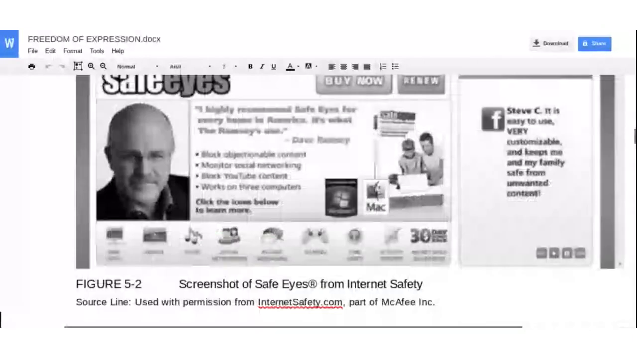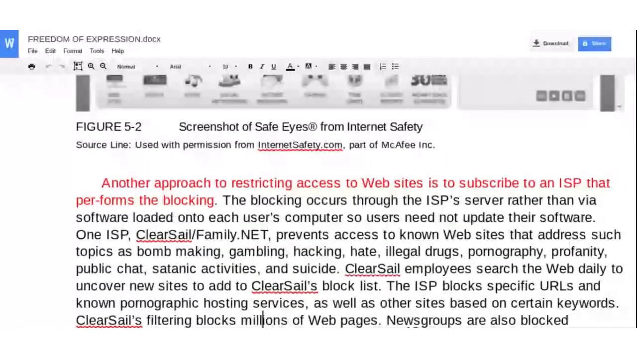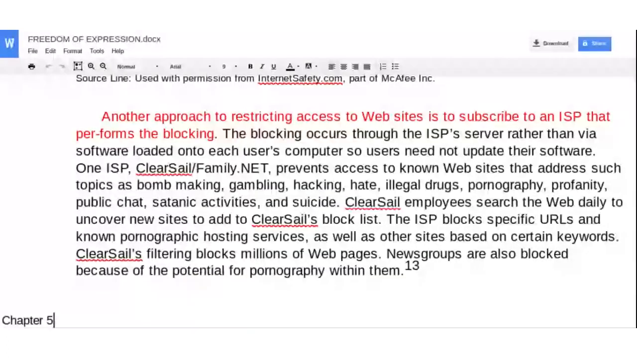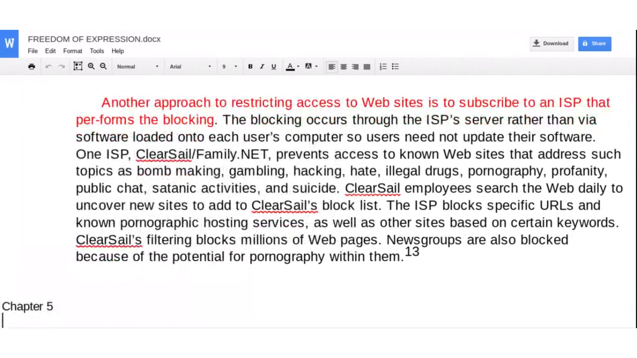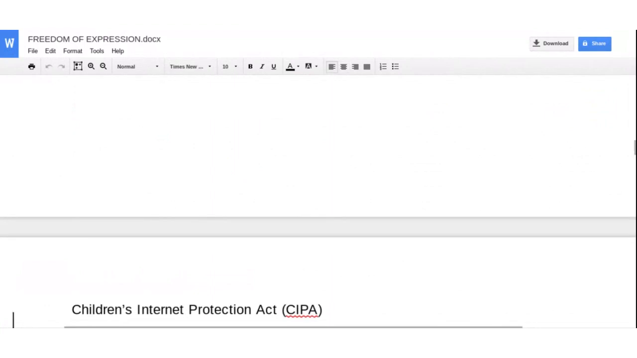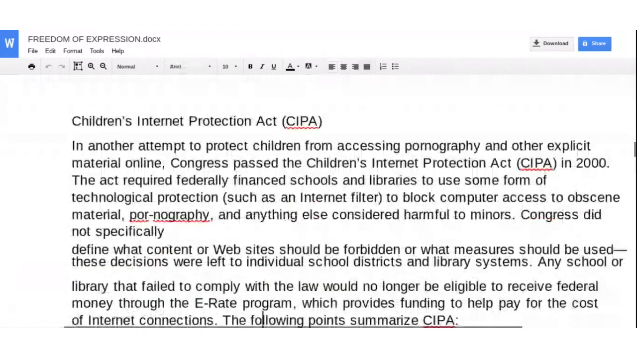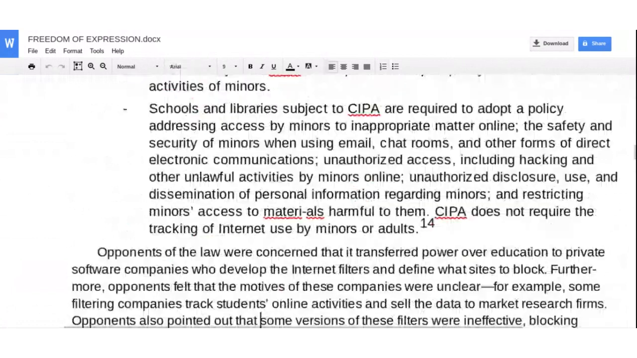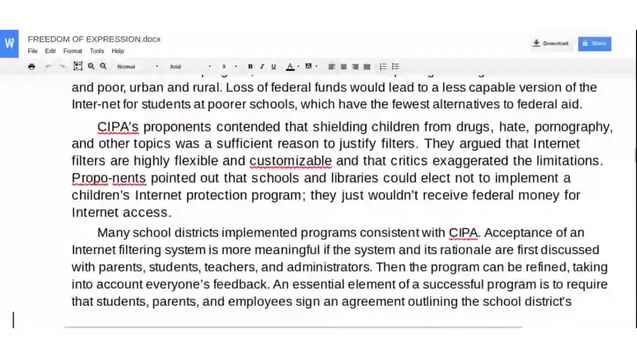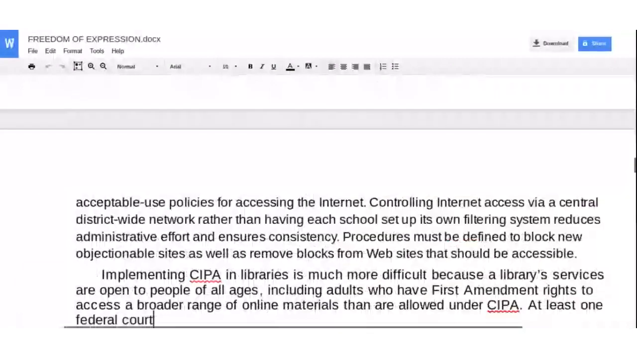This statement also says another approach to restricting access to websites is to subscribe to an ISP that performs the blocking. So instead of you doing the blocking yourself, maybe the ISP that you work with can do the blocking of certain sites. It gives a very important discussion there. All these parts that I'm jumping over and leaving are all very key, but I will reduce the amount of text as I go to my next highlight.